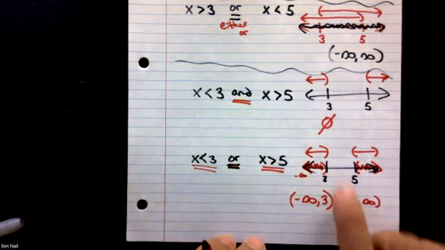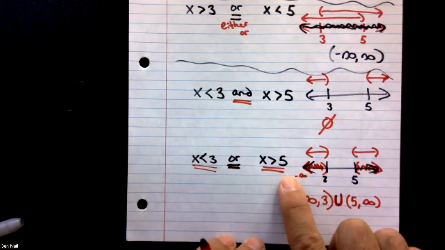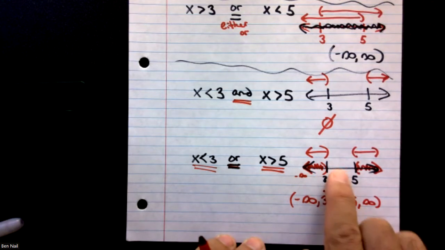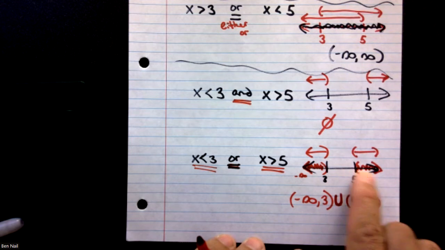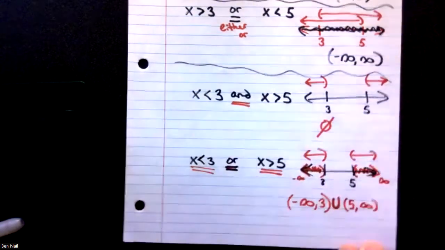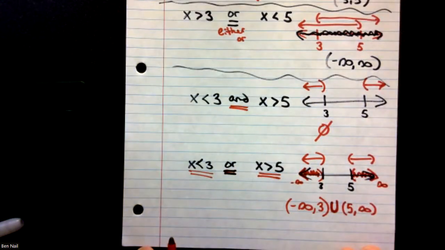So again, the interval notation reads straight from the graph. So we're going from negative infinity to 3. And then there's a gap. That's kind of what that U shows. Okay. And then we're going to go from 5 to positive infinity. So this is what that interval notation would look like.